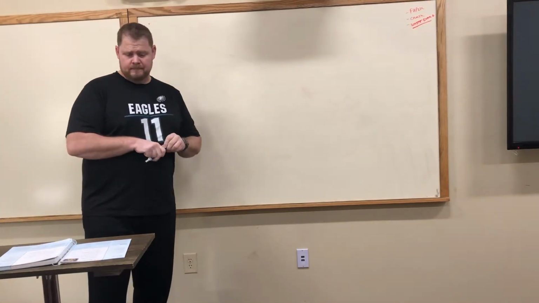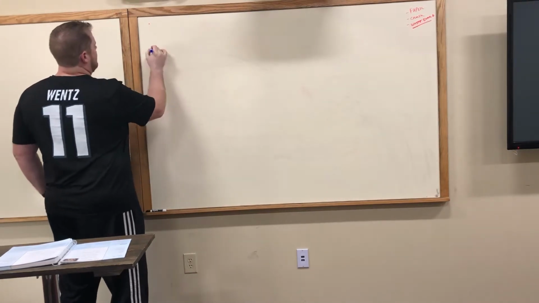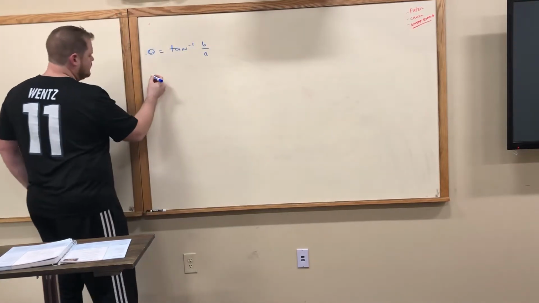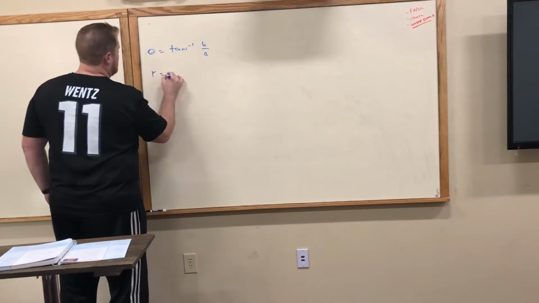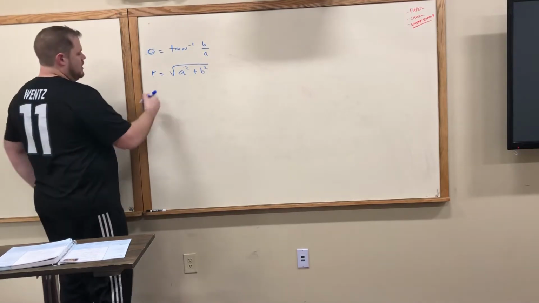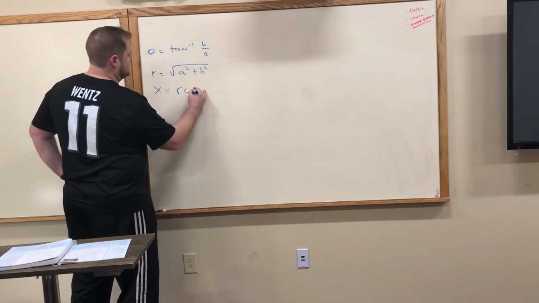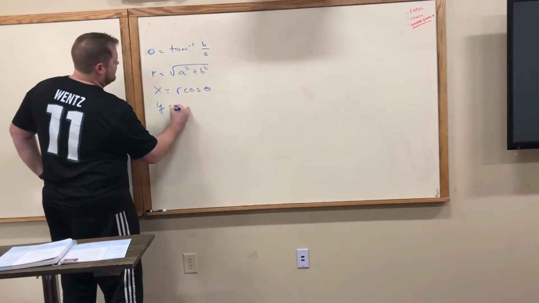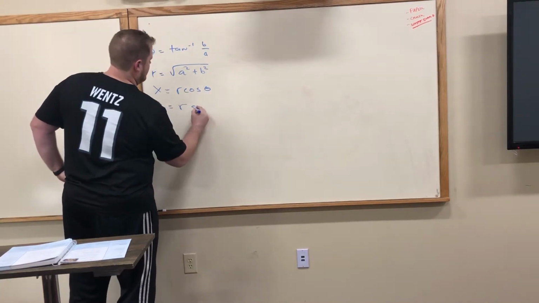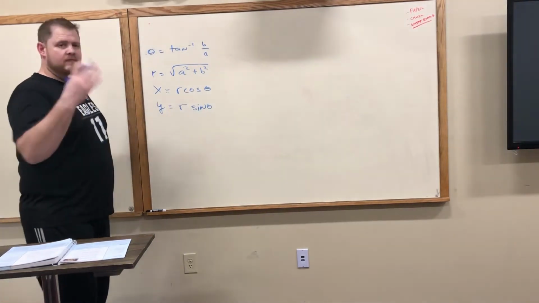So, review quickly, 7.2, you learned theta is equal to tangent inverse of b over a. You learned r equals the square root of a squared plus b squared. So if we recall from the last lesson, from chapter 6, we learned that x is equal to r cosine theta, y was equal to r sine theta.